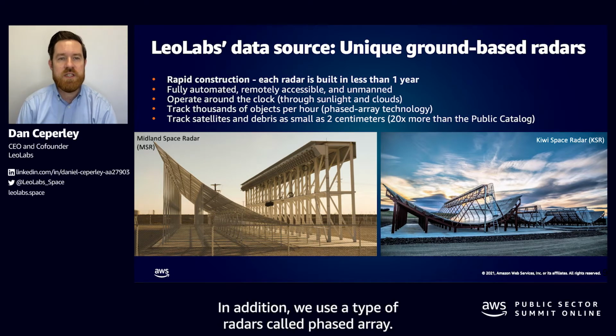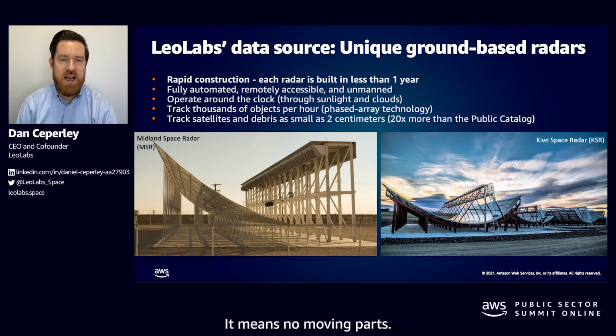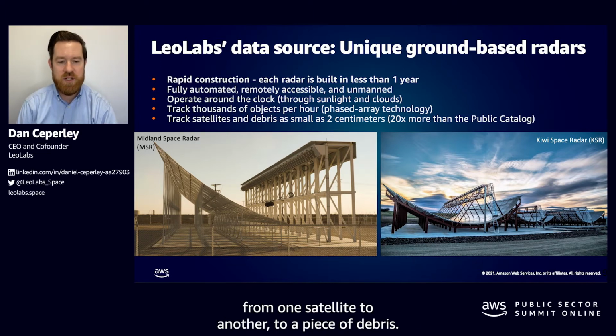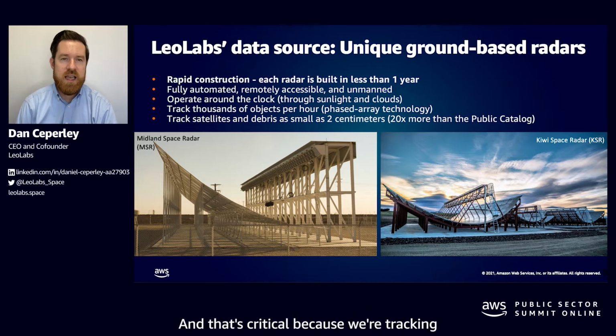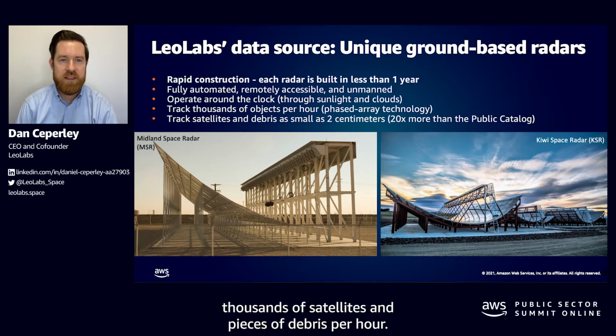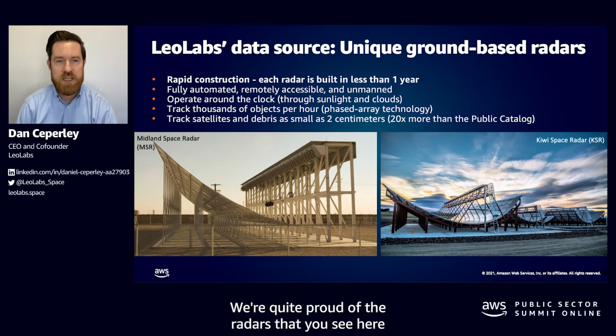In addition, we use a type of radar called phased array. It means no moving parts. Instead, every millisecond, we're able to electronically steer from one satellite to another, to a piece of debris. And that's critical because we're tracking thousands of satellites and pieces of debris per hour. We're quite proud of the radars that you see here because we're able to build them very quickly. Each of these radars was built in less than a year. That's a year from breaking ground to delivering data.